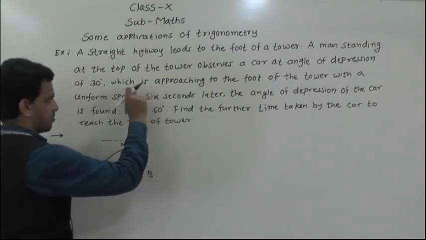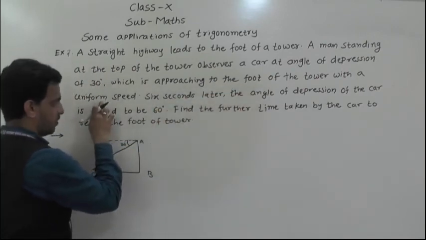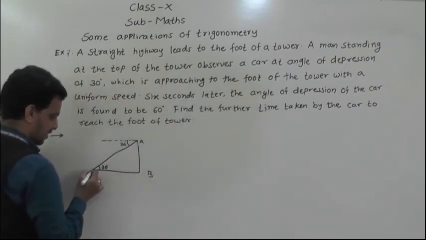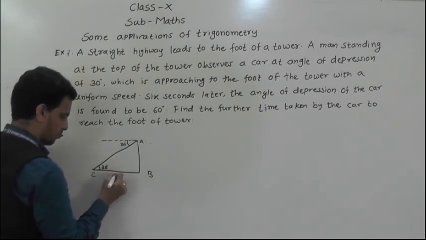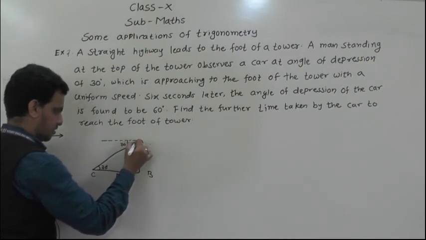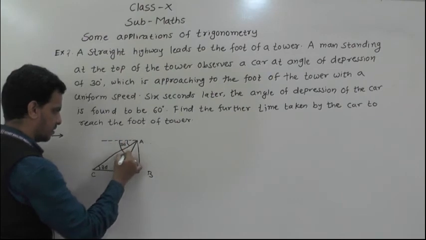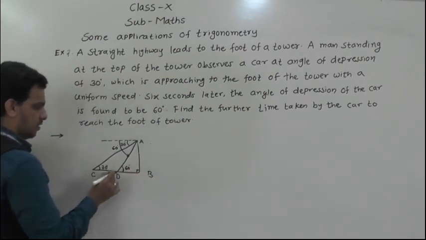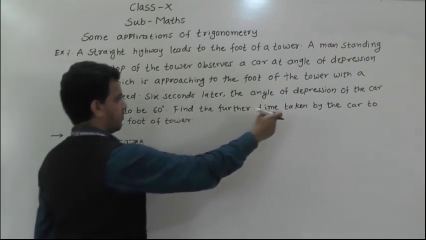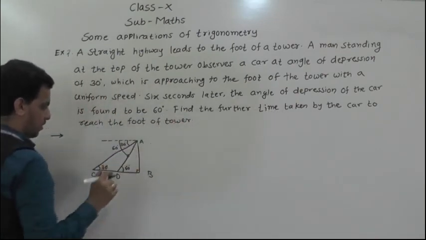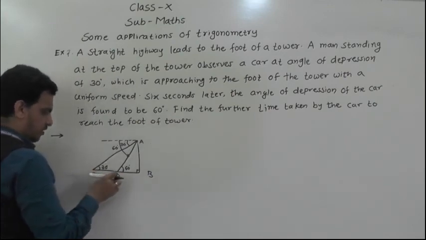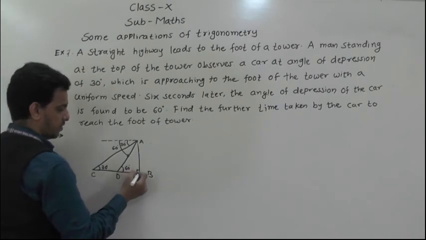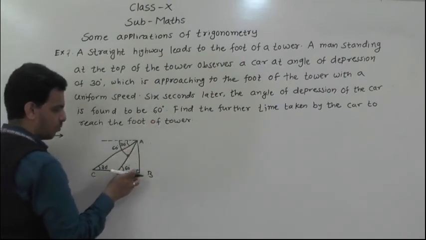Now next sentence is, which is approaching to the foot of the tower with a uniform speed, 6 seconds later, the angle of depression of the car is found to be 60 degree. So 6 seconds later, suppose this car reached the point D, so what is given, this angle of depression is 60 degree, means this angle is 60 degree. So if this is 60, this angle is 60 degree. Now what we have to find, the further time taken by the car to reach the foot of the tower, means from point C to point D, car reach in 6 seconds. So we have to find the time taken by the car from point D to point B.